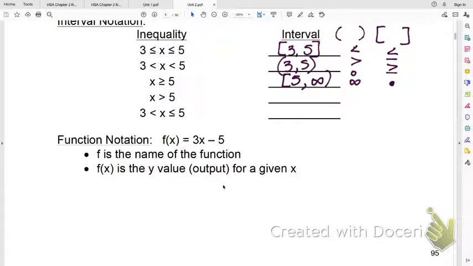Okay, very, very similar on the next one, only you would start with a parenthesis, 5 out to infinity. You can mix and match brackets and parentheses like you see in this last one. So if x is just purely greater than 3, you would start with parenthesis 3 out to 5, but 5 would have a bracket.